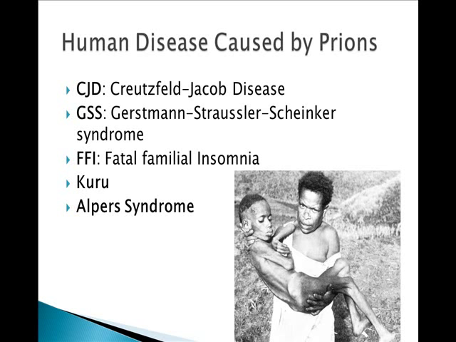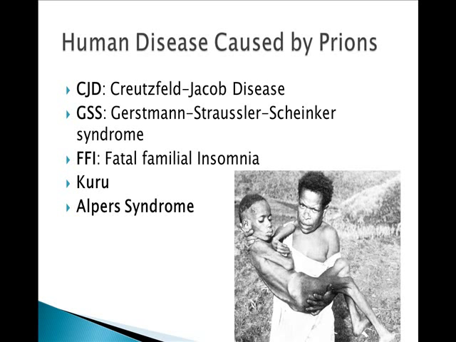GSS is very different from CJD. It's got a lot of the same symptoms, but they're a little bit different. First of all, with GSS, you don't see the onset until the 40s or 50s in a person. CJD can affect any age individual. Also, there's a lot more muscular control issues, a lot of motor control issues because it affects the cerebellum a lot more. And it has less dementia than is common with CJD.